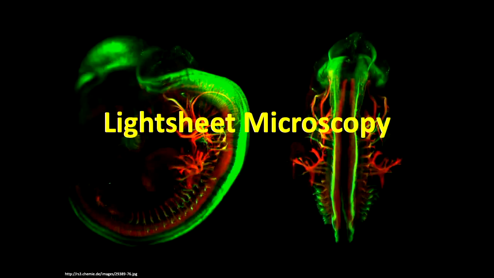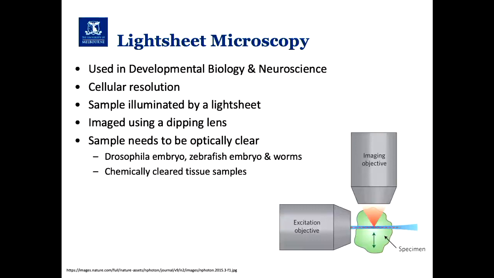Here you can see an image of a developing human embryo. This was done by a group in France. These data are actually taken in 3 dimensions, so you can rotate it around and zoom in on specific features. Light sheet microscopy tends to be used in either developmental biology or neuroscience. Because it's imaging on a macro scale, you don't get very high resolution, so you're looking at kind of cellular resolution quality. And as the name suggests, we're illuminating the sample with a sheet of light.